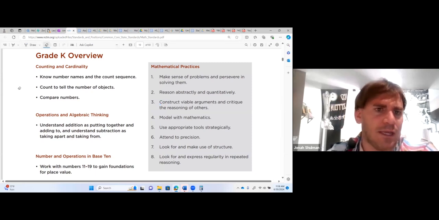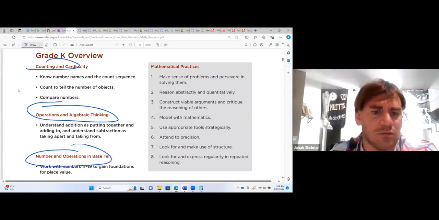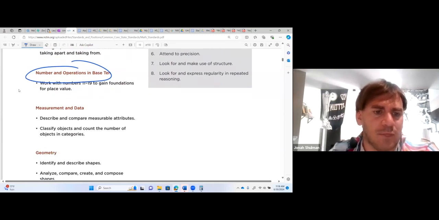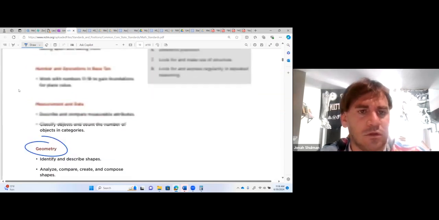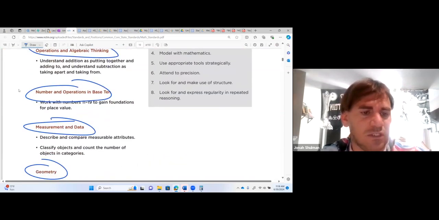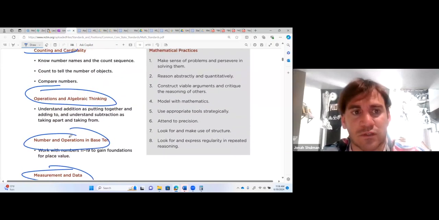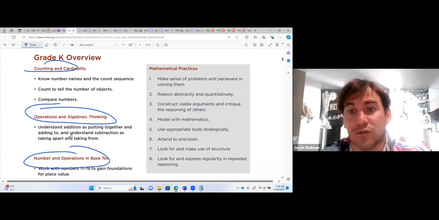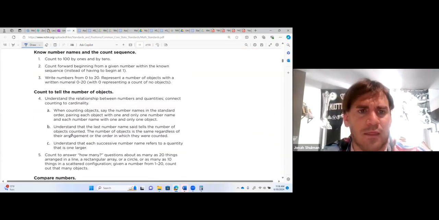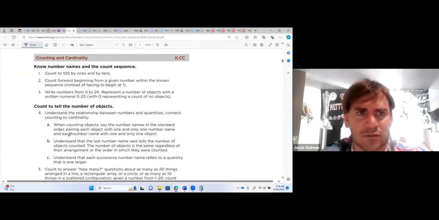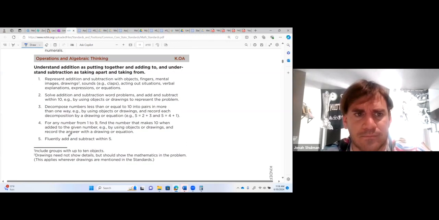What do we got? We got counting, operations and algebraic thinking, numbers in base 10, measurement and data, geometry. Okay, so this is it. Each one of them has little pieces, but that's all they should do in kindergarten. And then we have each of these standards. The K means it's starting at kindergarten.